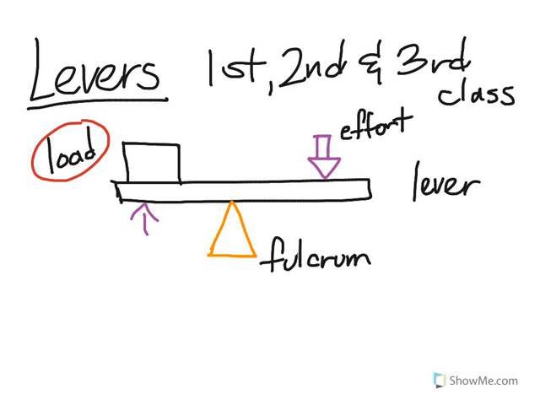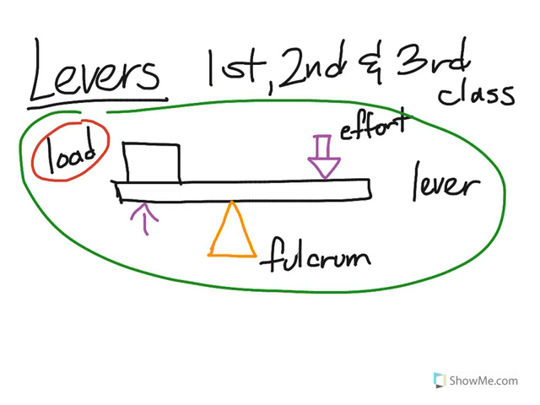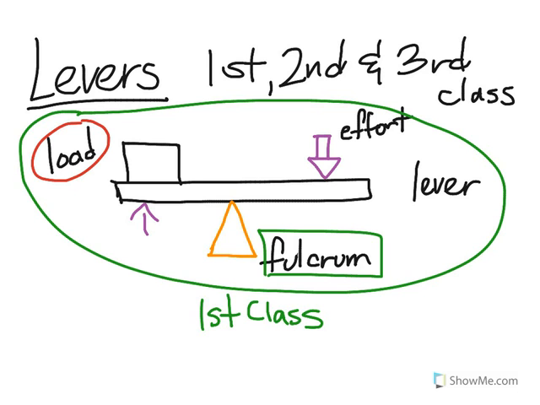So this, what I've just drawn for you actually, is a first-class lever. And the reason why it's a first class is because the fulcrum is in the middle of the lever, and the load is on one side, okay, and the effort is on the other side right there. Okay. Again, the primary example for this, or the classic example for this is a seesaw. All right. Well, let's take a look at a second-class lever.